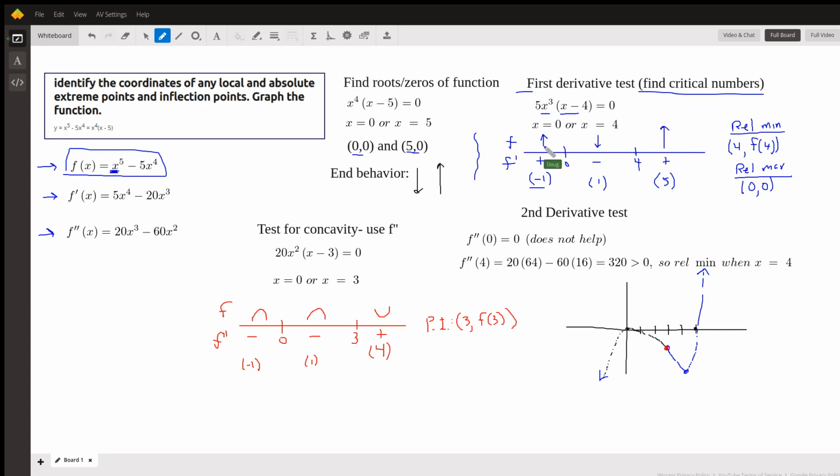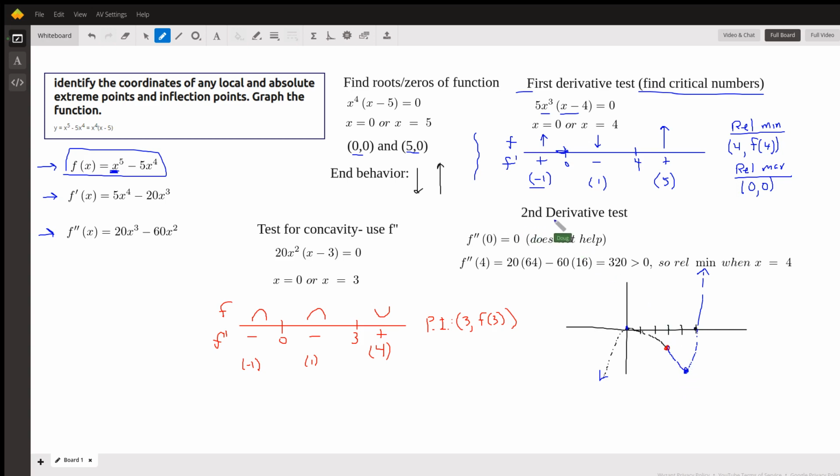So if the function goes from increasing to decreasing, that means there's a relative minimum at that point right there. I'm sorry, relative maximum, because we went from increasing to decreasing, and that's what's shown right here. Okay, and at 4, we've gone from decreasing down here to increasing, so there's a relative minimum when x equals 4, and that's what this shows right here.